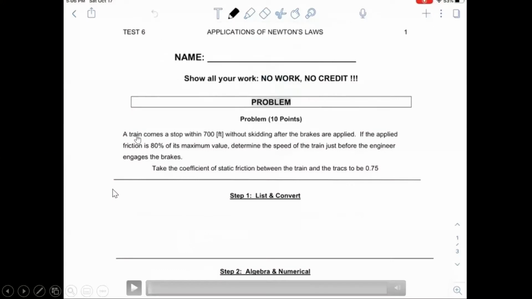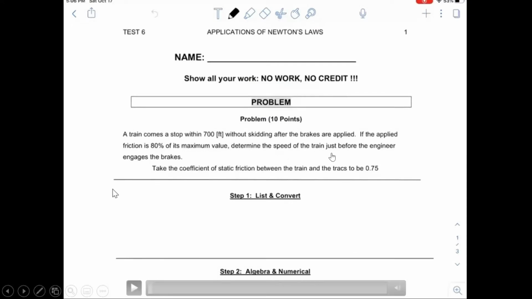Okay, so the way it is, you've got this train coming to a stop, right? It's going to be coming to a stop within about 700 feet. It's coming to a stop without skidding, which means that the static frictional force is the only force acting on it. So the applied friction is going to be 80% of its maximum value, which means that it's going to be 80% of the maximum static frictional force.